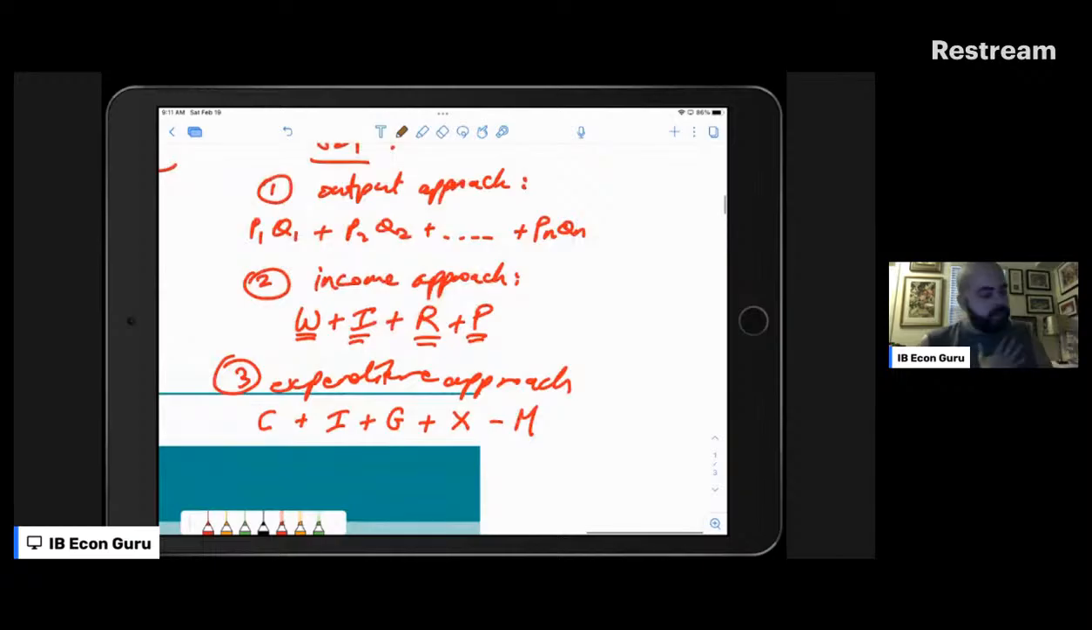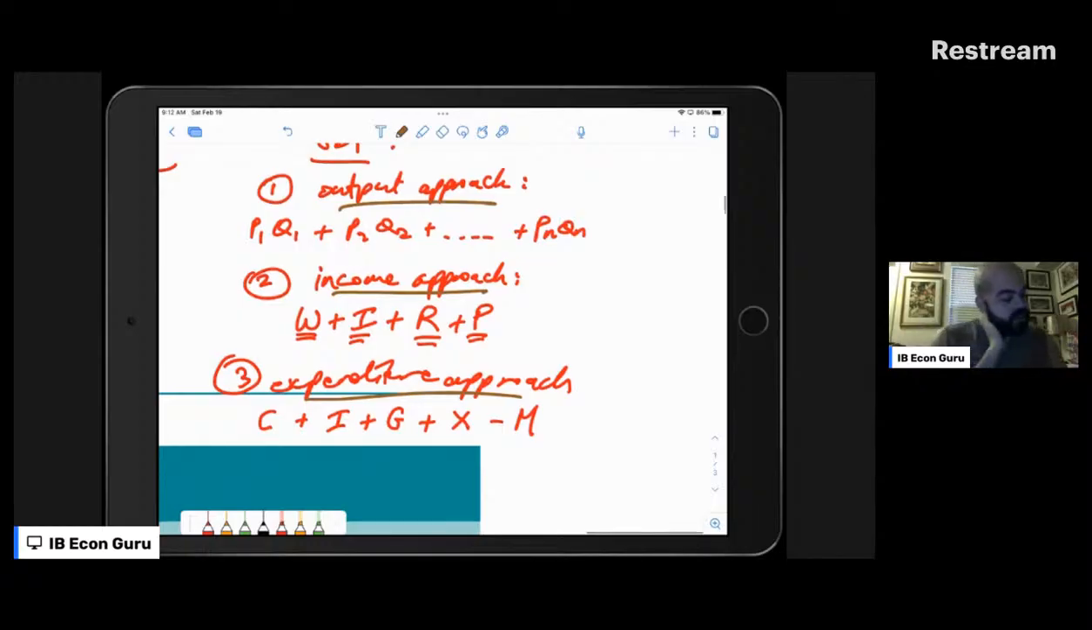Now, in theory, the output approach, the income approach, and the expenditure approach, they are three approaches to measuring the same thing, right? So in theory, they should yield the same result because you're ultimately measuring the same thing. Now, obviously, in practice, that does not always happen. Why? Because some data is unreported. There's an underground, informal economy. There's illegal activity. In practice, they don't yield the exact same number. That's why there are statistical discrepancies.